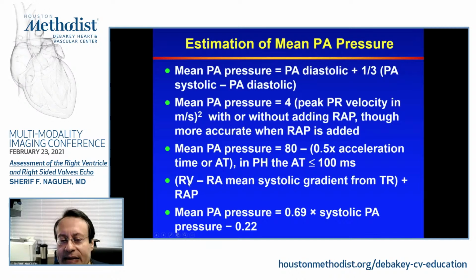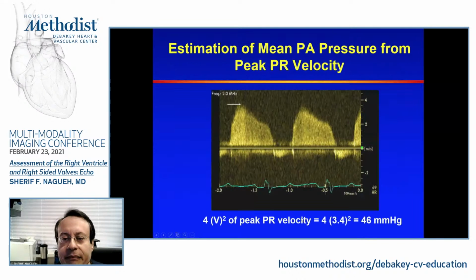It's possible to get an estimate of the mean PA pressure by using the RV minus RA mean systolic gradient from TR. So we get the peak gradient as usual, but we convert that to mean gradient and then add to it the right atrial pressure. The last approach is a regression equation that tries to convert systolic pressure to mean pressure. As you expect, the mean is less than the peak systolic pressure, and hence the slope of 0.69.